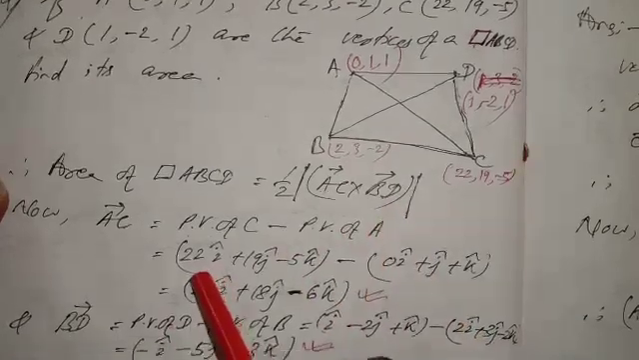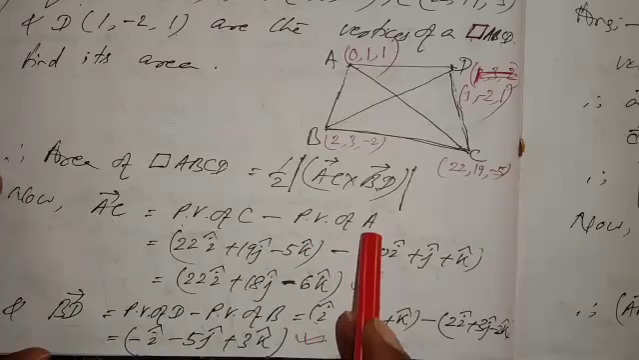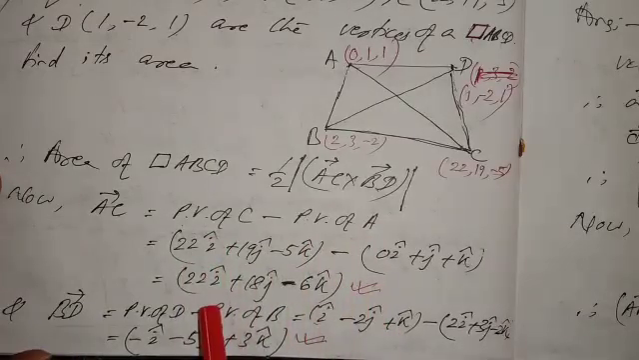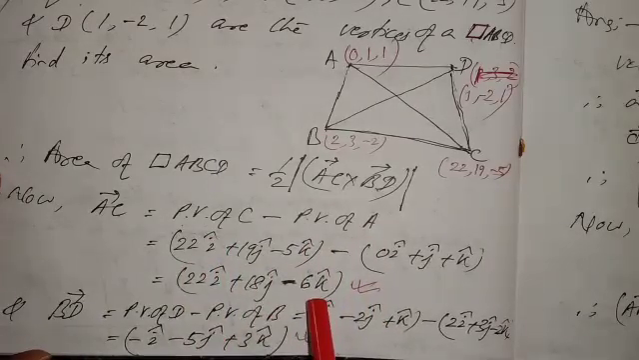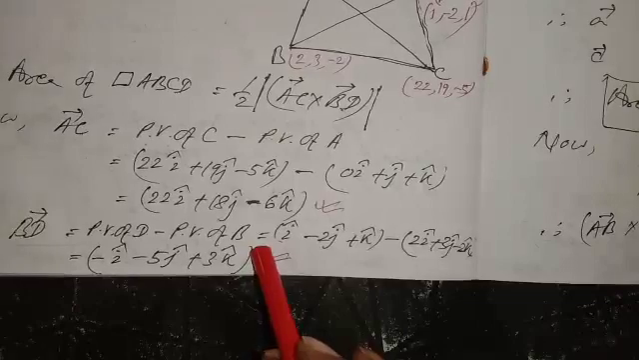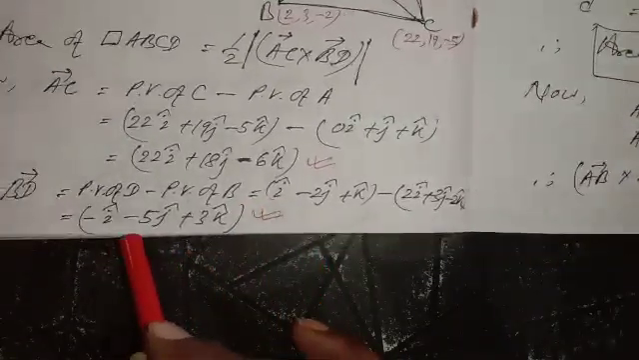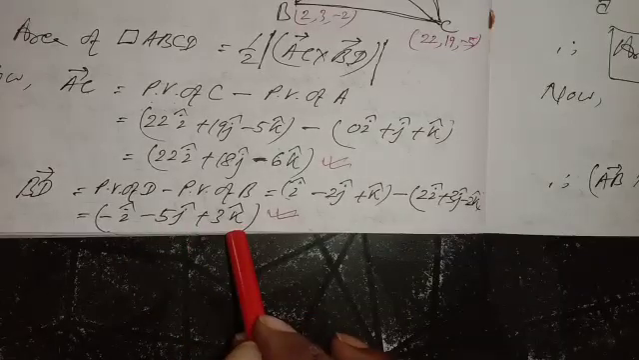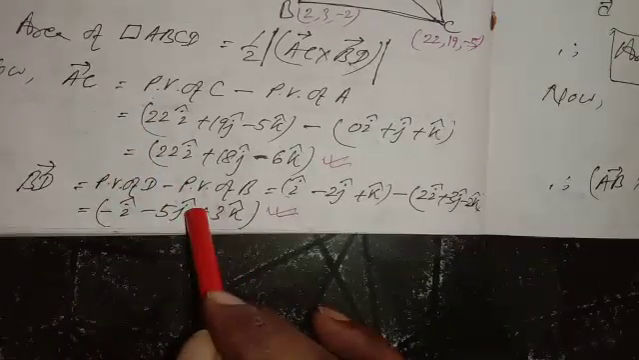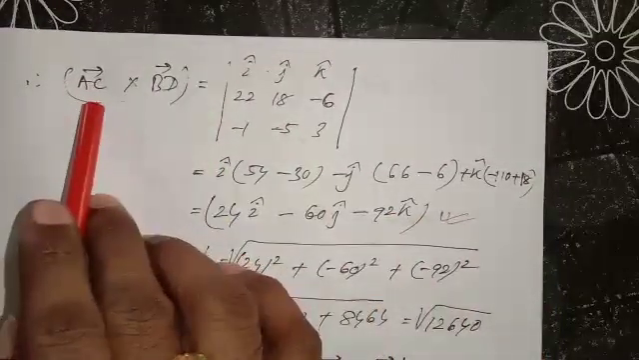So how do we find AC? AC means position vector of C minus position vector of A. You put the values and you will get 22i minus 18j minus 6k. Next you will find BD. BD means position vector of D minus position vector of B. If I put the values, you are getting minus i minus 5j plus 3k. After finding AC and BD, you have to find the cross product of AC and BD.